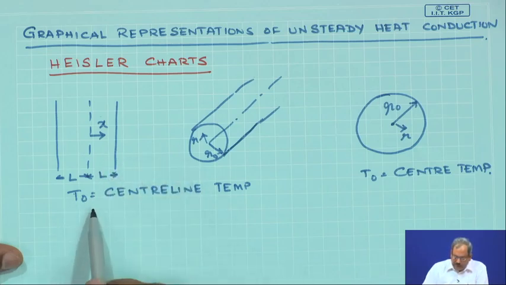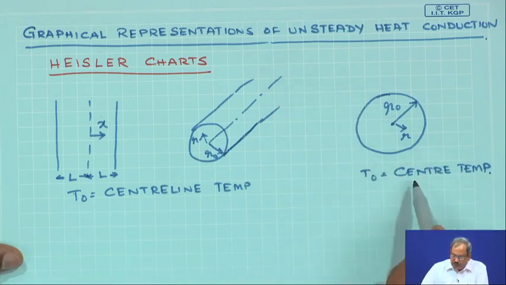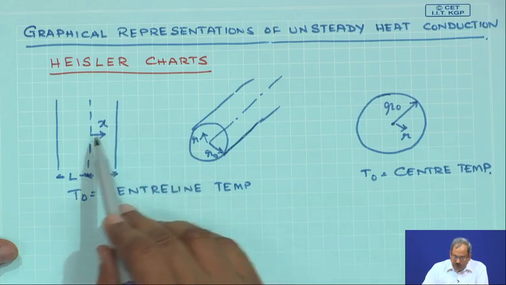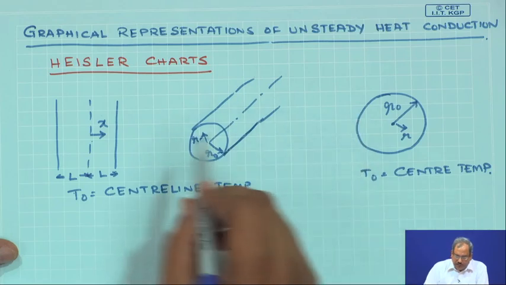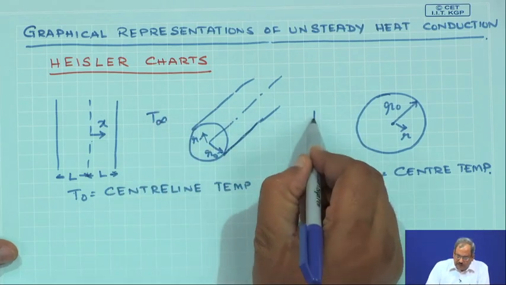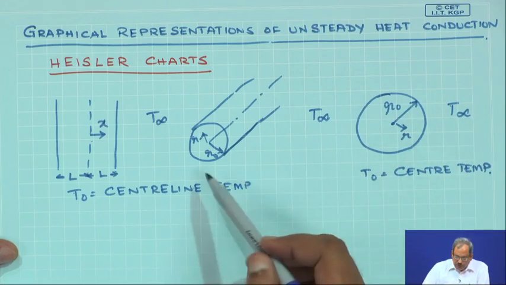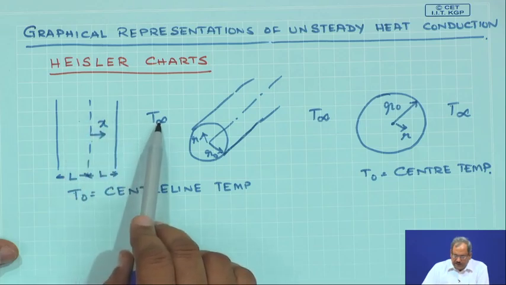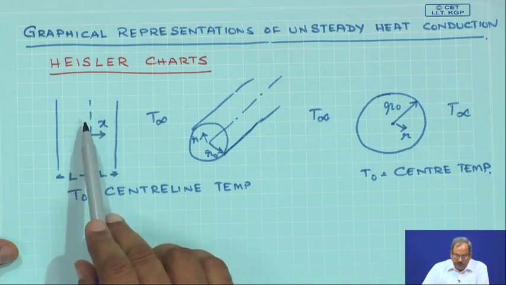In these two cases, T 0 is the centerline temperature, that means the temperature along the axis, whereas for the case of a spherical system, T 0 simply refers to the center temperature. And all of these, the plane wall, the cylinder and the sphere, are exposed to a convection environment, let us say at temperature T infinity. So, as time progresses, based on the difference between the initial temperature and the temperature to which it is exposed, the temperature inside the solid will vary with time.